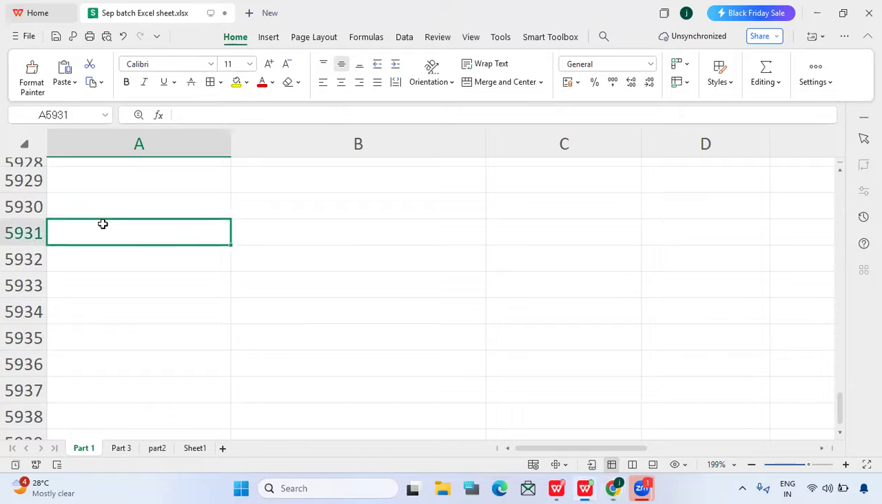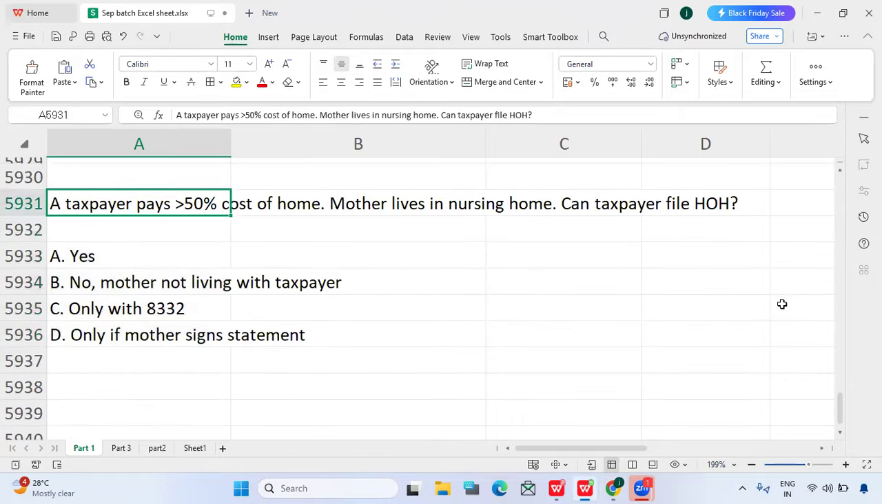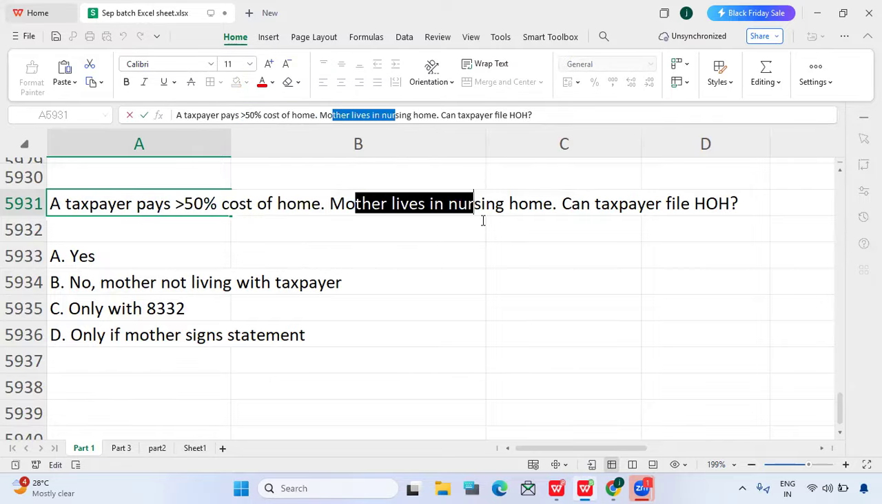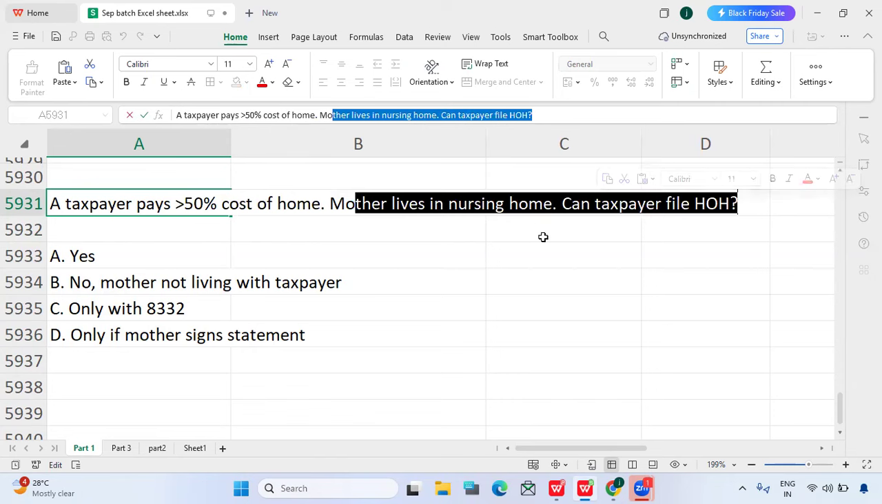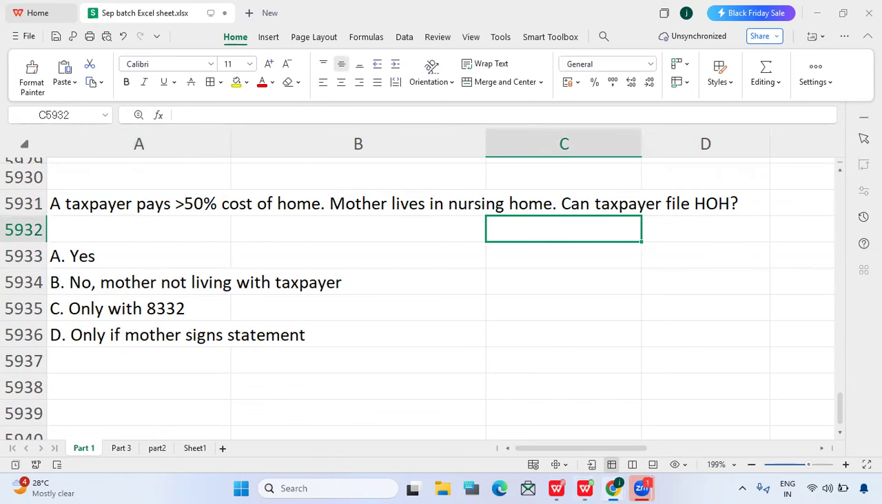Quickly move on, we have 20 more questions. Okay, the taxpayer pays more than 50% of the cost of the home, and the mother lives in a nursing home. So can the taxpayer file HOH? Answer yes, because it would be a temporary absence.